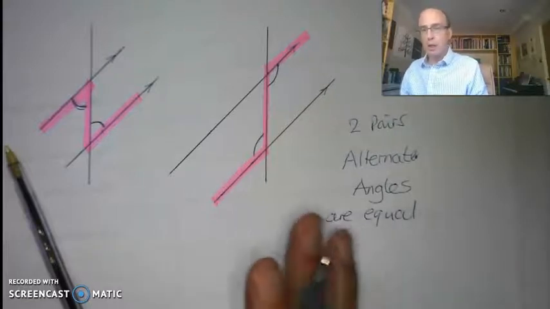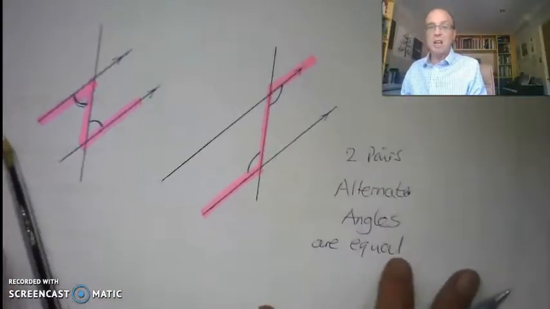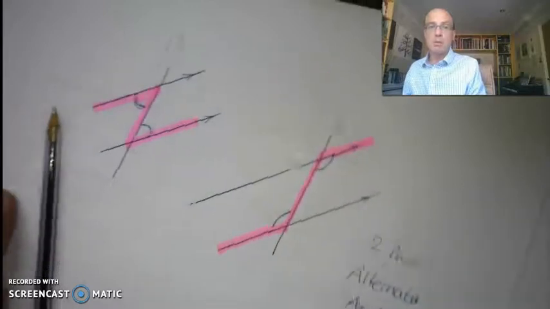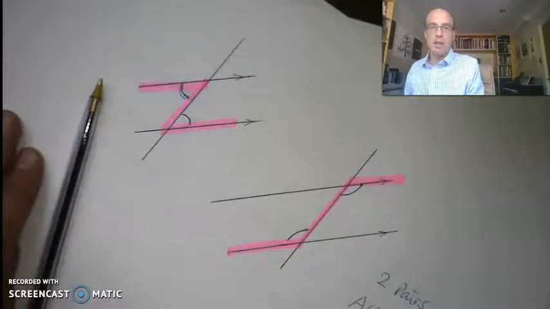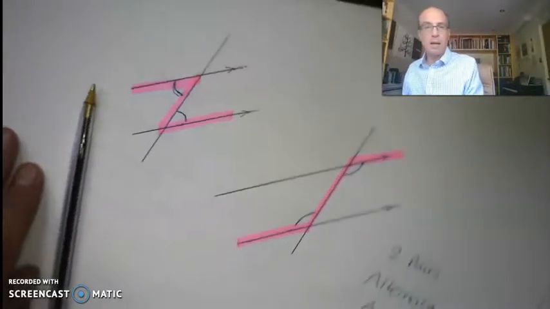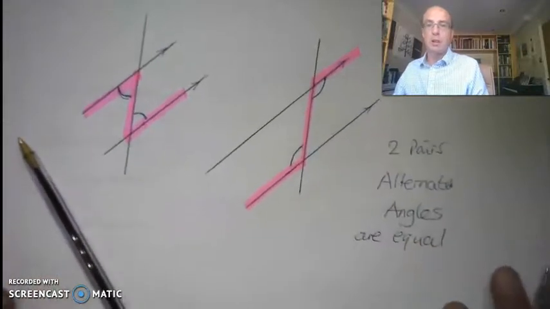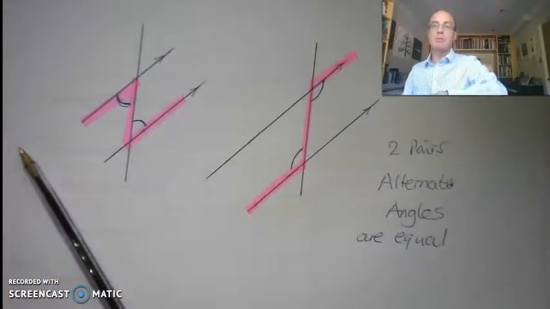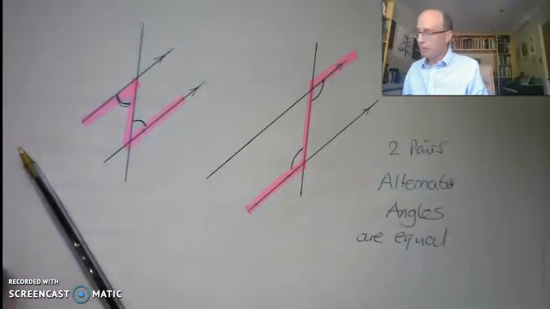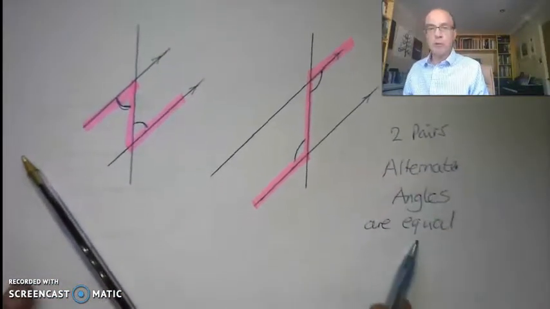Sometimes when you draw the diagrams, it helps to actually rotate your page around a little bit. Sometimes it makes it a little bit easier to see that that's a Z if you've rotated your page rather than having it at an angle. So do feel free to do that, move them around. Sometimes if you turn them around upside down, it's easier to see the F shape rather than an upside down F. So two pairs, alternate angles are equal.